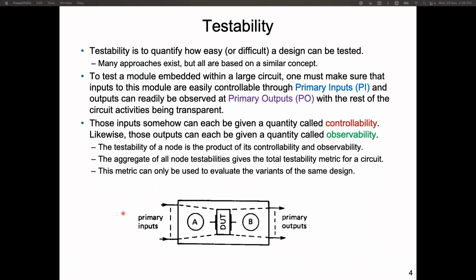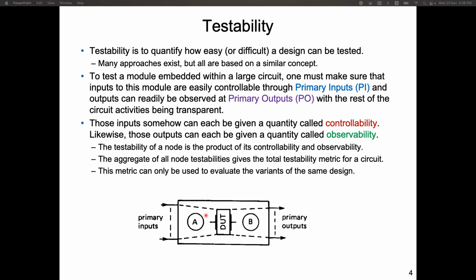So what does the term testability mean? Testability quantifies how easy or how difficult it is to test a design. Many approaches exist, but all of them are based on a similar concept.